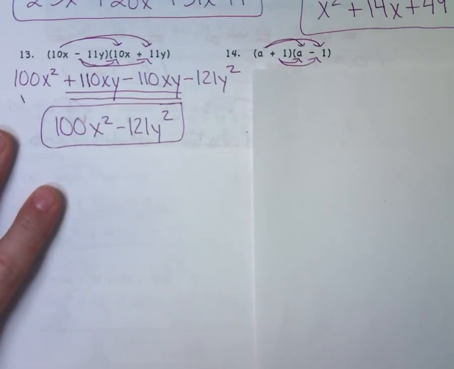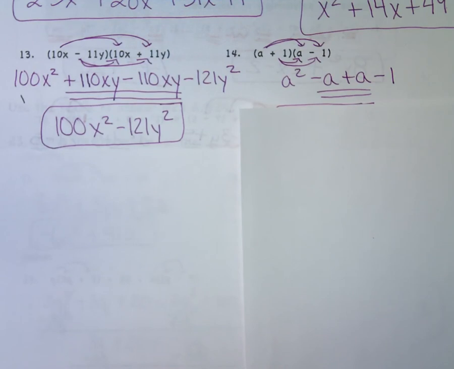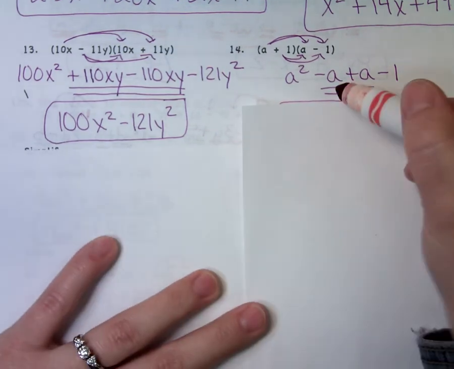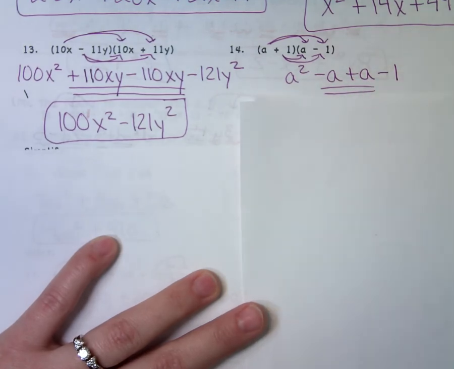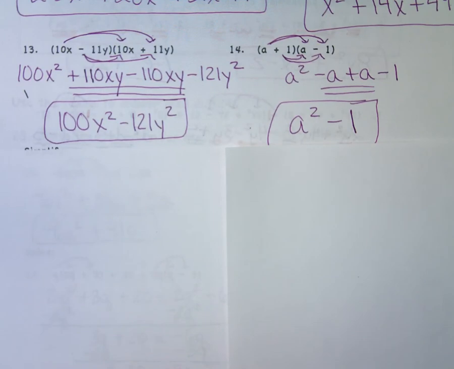Okay, number 14. Same thing, parentheses are smushed, so I'm going to double distribute. This is what I get when I double distribute. If I combine my like terms in the center, a negative a and a positive a makes 0. Shoop! They're gone. All you're left with is a squared minus 1.